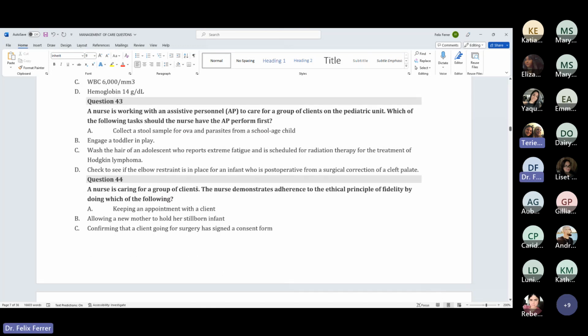43. A nurse is working with assistive personnel to care for a group of clients in the pediatric unit. Which of the following tasks should the nurse have the AP perform first?